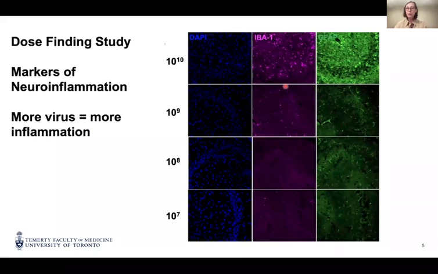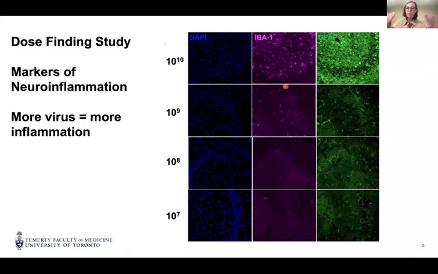So what we're looking for is what's the dose that you can give where you don't get a lot of neuroinflammation. And so here, what we're looking at is 10 to the 10 virus, 10 to the 9, 10 to the 8, and 10 to the 7, delivered right into the brain. And then we're looking for markers of inflammation. So in the purple, you can see that 10 to the 10 creates a lot of microglial activation, these purple specks, and it creates a lot of astrocytic activation. So this is indications that neuroinflammation is happening.